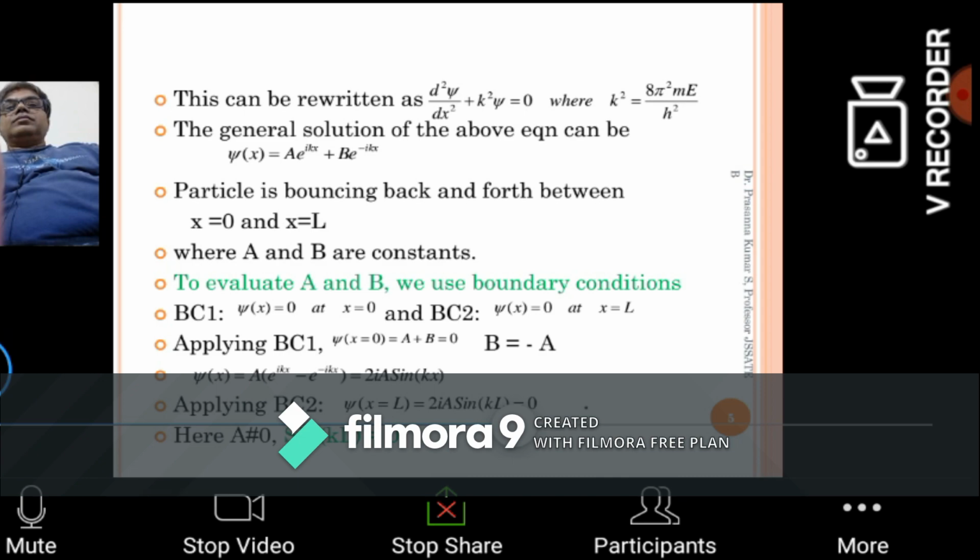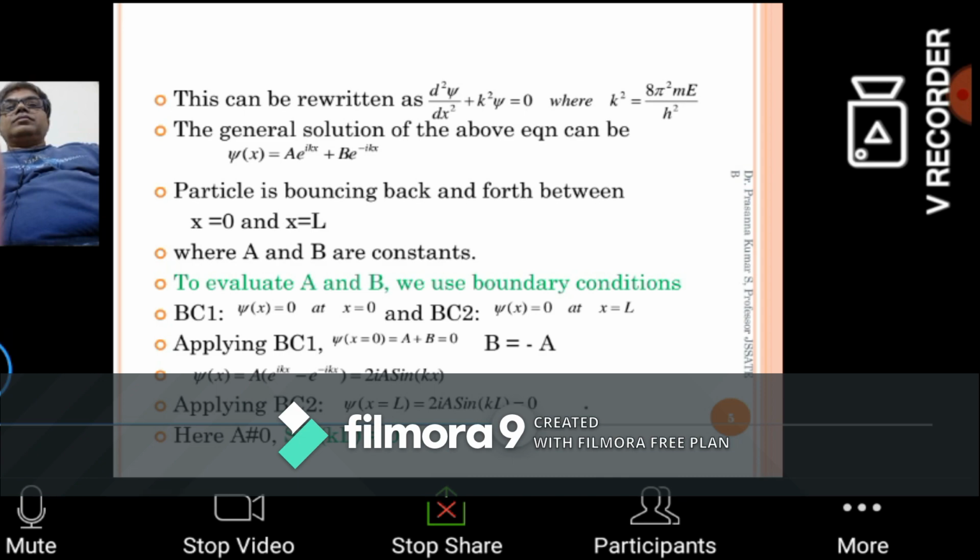So now if you simplify this bracket, that is equal to 2ia sin kx. How do you get this? You know mathematically, e to the power i theta is equal to cos theta plus i sin theta, and e to the power minus i theta is equal to cos theta minus i sin theta. You know this. Here, theta for me is kx. Therefore, in e to the power i theta, theta is kx.